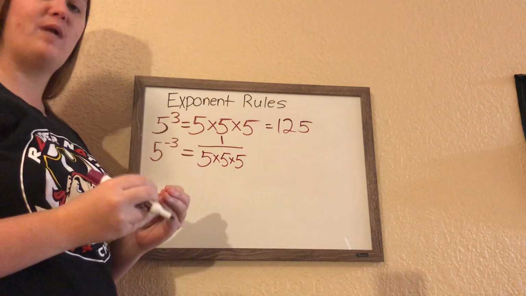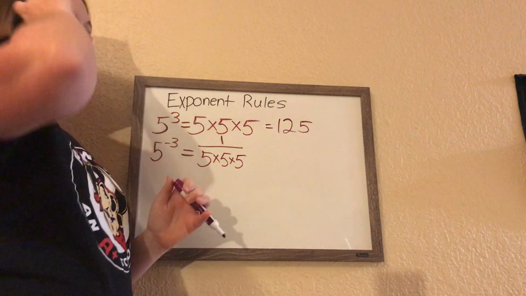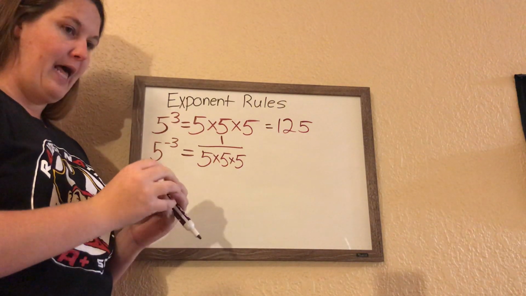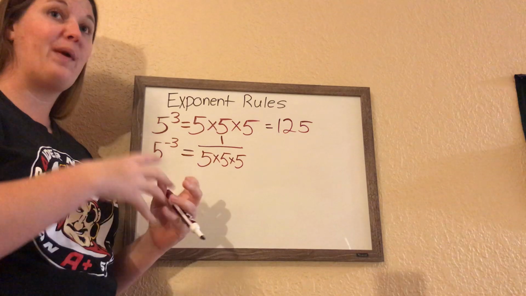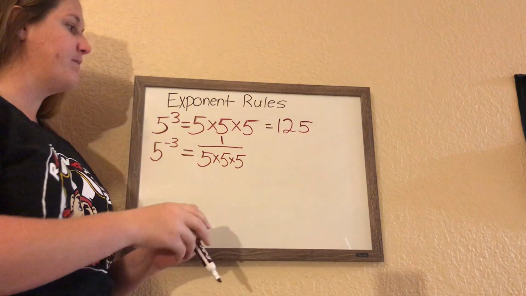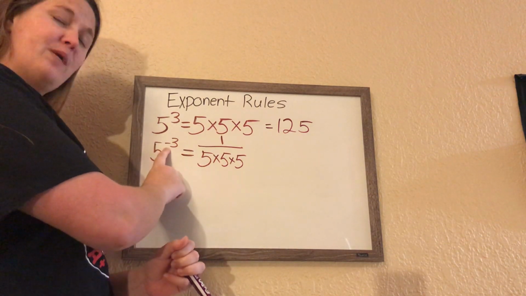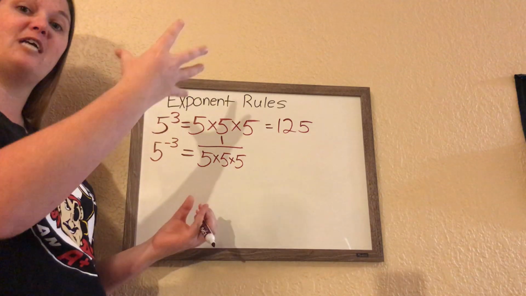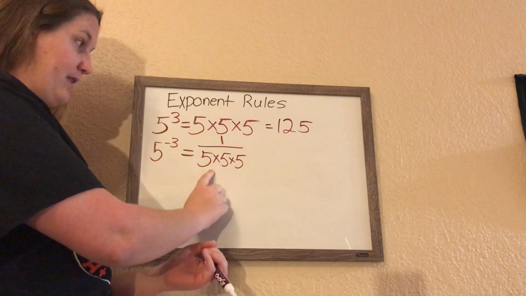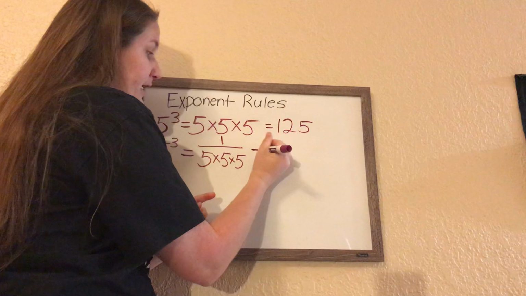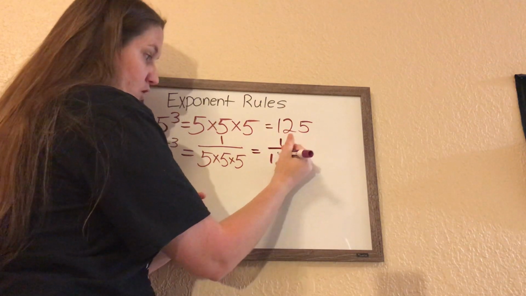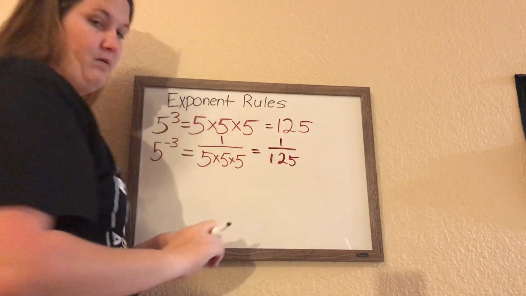Okay? So when I'm working with exponents, basically I'm looking at a number and that number is growing at a really, really rapid pace. If it's to a negative power, you can think about that number as shrinking really rapidly. Okay, so now this number would be equal to 1 over 125.